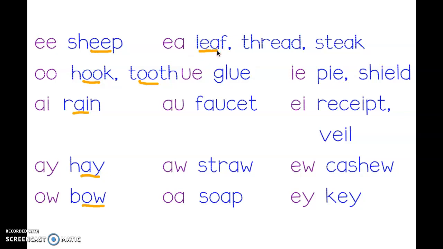Leaf, thread, stake, glue, faucet, straw, soap, pie and shield, receipt and veil, cashew and key.